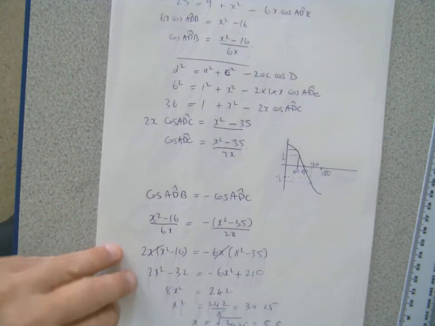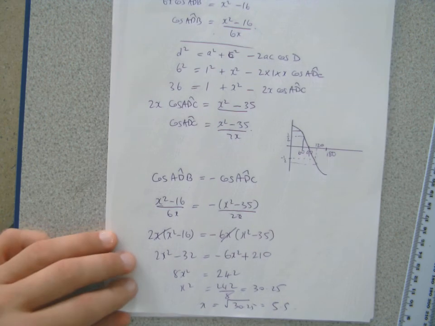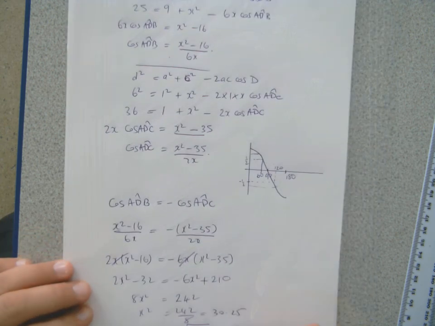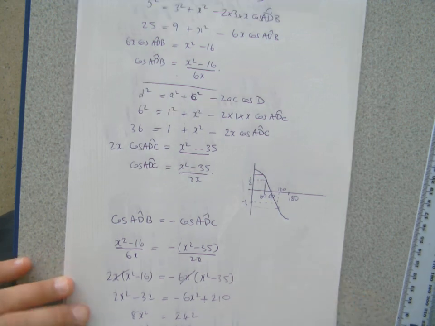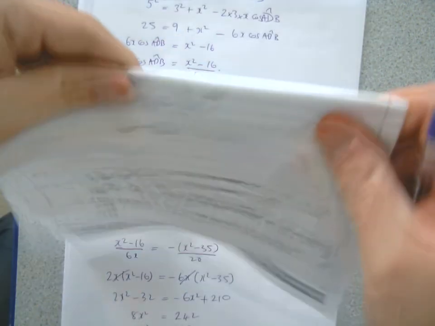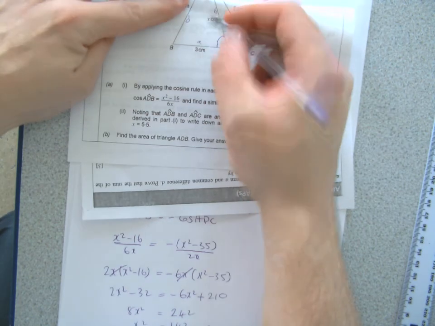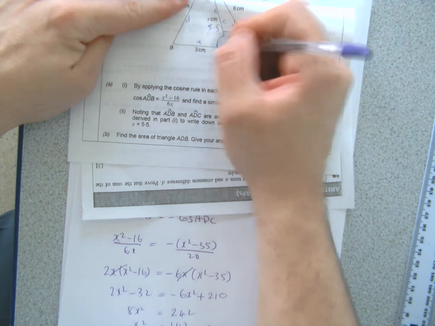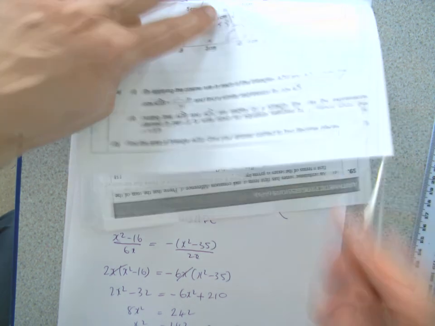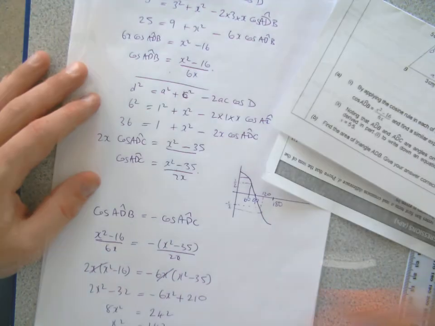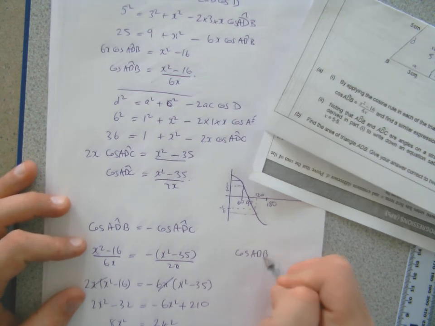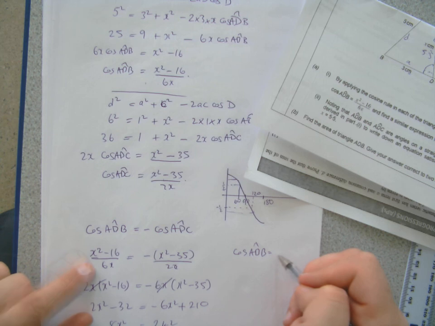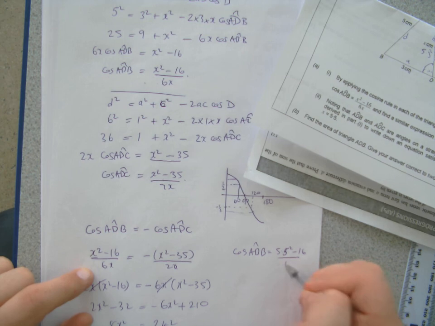And then it says find the area of triangle ADB. Well, we know x is 5.5. So go back to the diagram. ADB is that one there, so we know that's 5.5. So we know these two sides, we just need that angle. So that angle there will be cos ADB, and we know cos ADB equals x squared minus 16 over 6x, so that'll be 5.5 squared, take away 16, over 6 times 5.5.